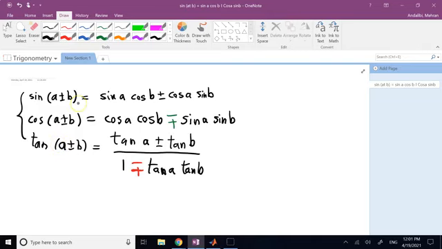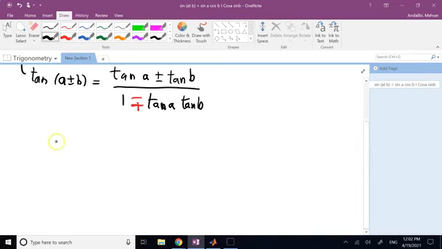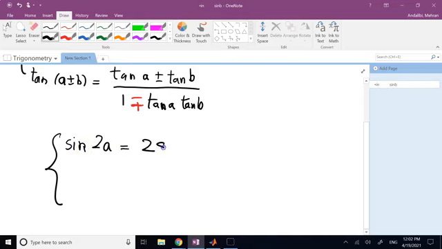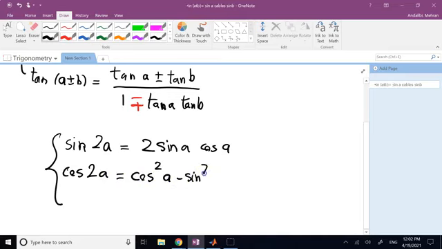And many other entities also come from here. Like, for example, if you make a and b to be equal, then you can find sine of 2a, cosine of 2a, and tangent of 2a, which are important. So these are the sine, cosine of twice angle. So sine of 2a is equal to 2 sine a cosine a. Then cosine of 2a is going to be cosine squared of a minus sine squared of a.